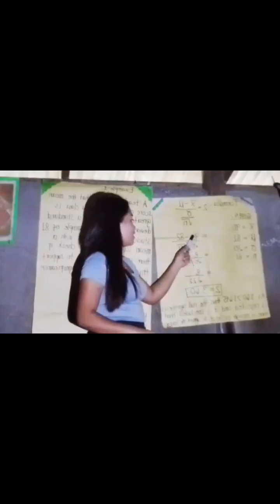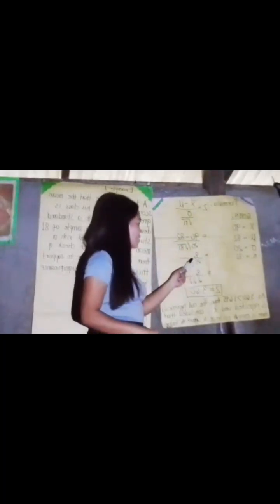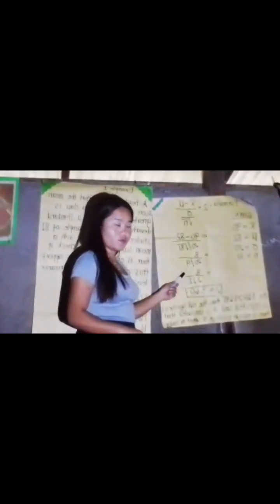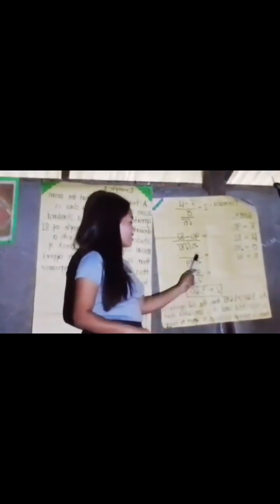Next, 90 minus 82 is 8, over 20 divided by the square root of 81. The square root of 81 is equal to 9. Then we copy the 8, and 20 divided by 9 is 2.22. And then our Z is equal to 3.60. So this is the final answer.